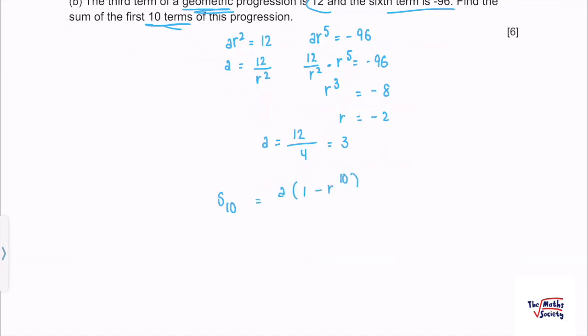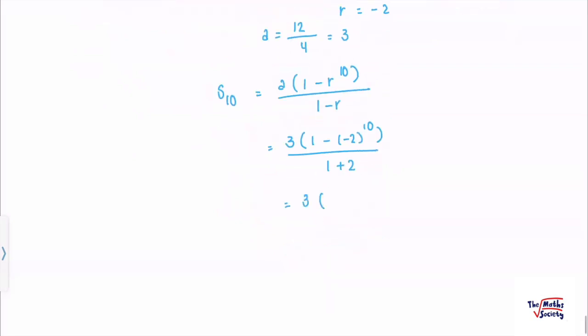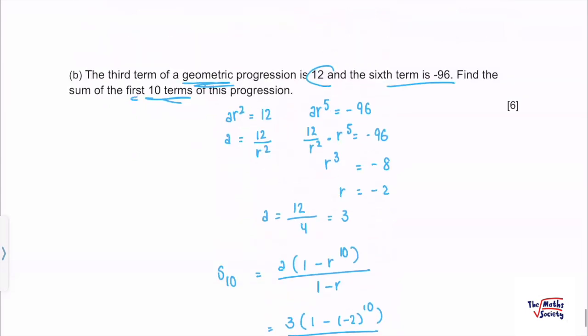divided by 1 minus r. A, you have 3, 1 minus (minus 2) the whole power 10, divided by 1 minus r, which is going to be 1 plus 2. So that's 3 times (1 minus 1024) divided by 3. You have minus 1023. And that is your sum of the first 10 terms.